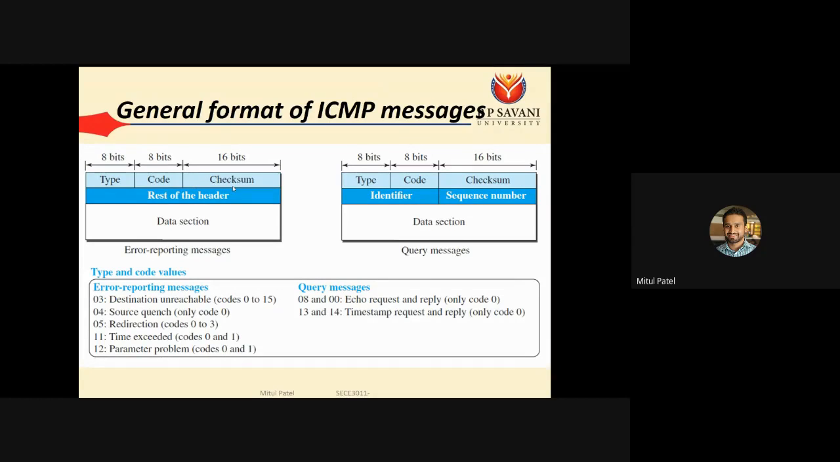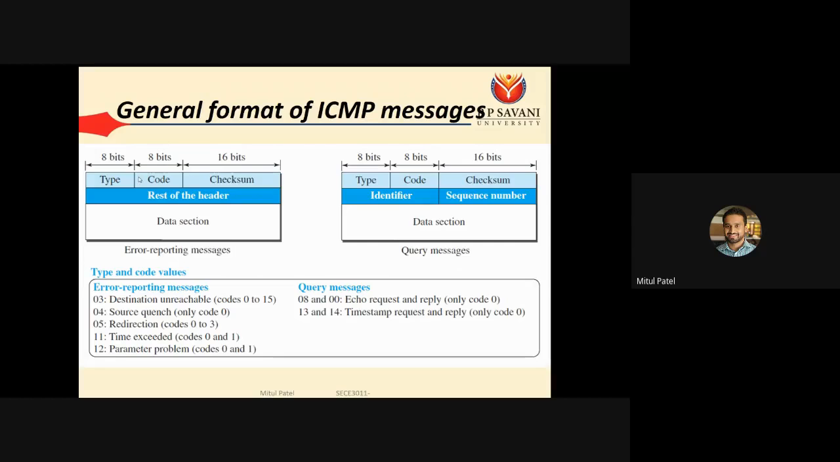But in the header, the first four bytes, or we can say the total 32 bits, are common in error reporting messages as well as in the query messages. So this first 32 bits, or the first 4 bytes, the first byte, second byte, third and fourth byte, 1, 2, 3 and 4, are common in error reporting messages and query messages.